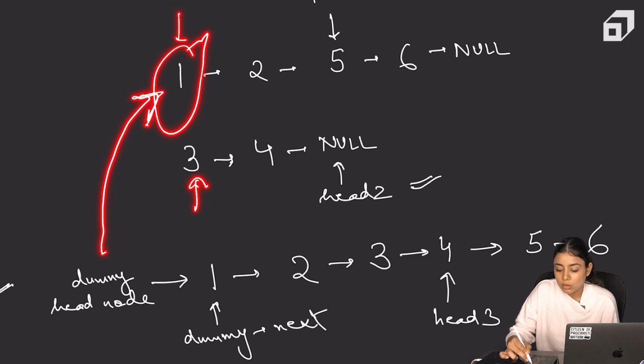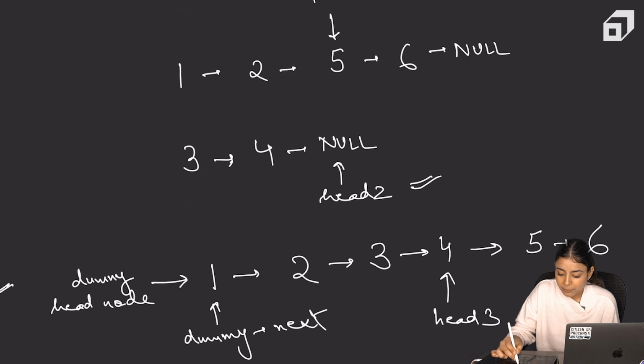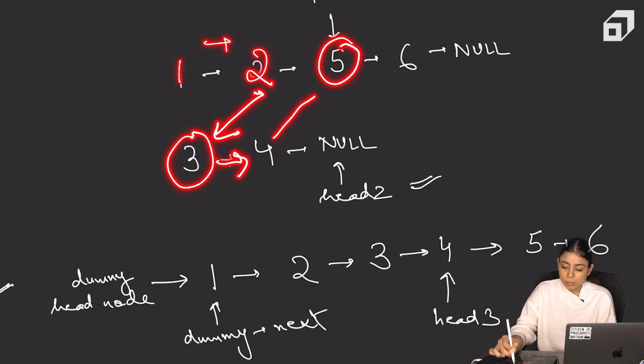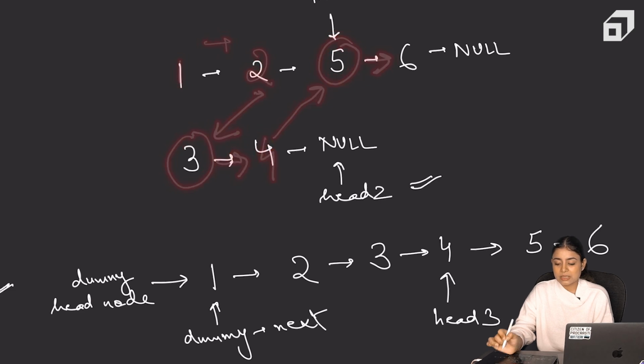next point to 1. And then when I'm comparing 2 and 3, I'm just making 1 point to 2. And when I'm comparing 5 and 3, I know 3 is smaller, so I'm making 2 point to 3, then 3 point to 4, 4 point to 5, and 5 is pointing to 6. So this is how I'll get the combined linked list with 1, 2, 3, 4, 5, 6 values.